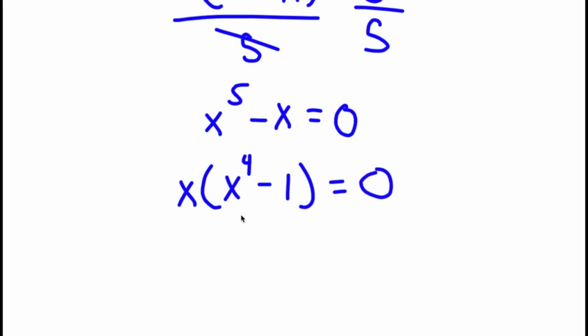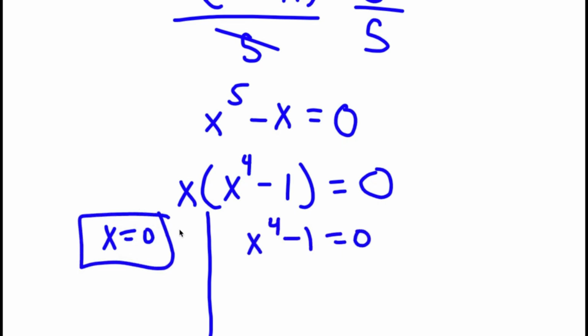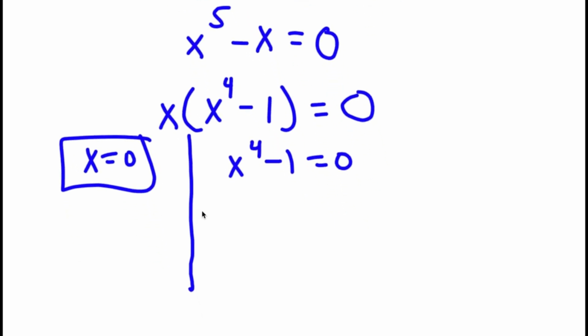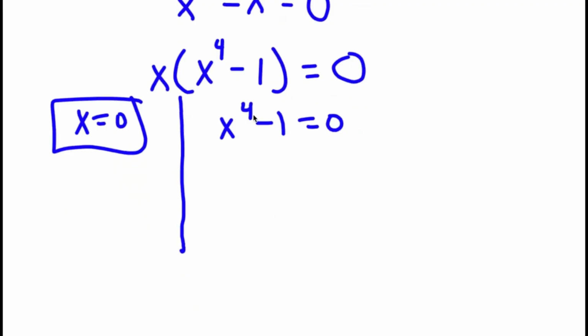And now this is going to give me two equations. I have x is equal to 0, and I have x to the power of 4 minus 1 is equal to 0. So x equals 0, this is already a solution. So now I'm going to go ahead and solve x to the power of 4 minus 1 equals 0.